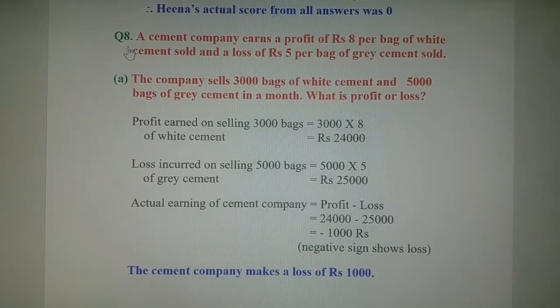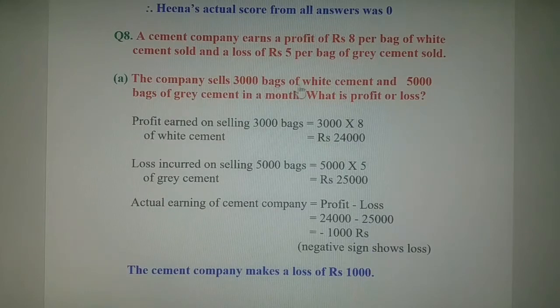Question number 8. A cement company earns a profit of rupees 8 per bag of white cement sold and a loss of rupees 5 per bag of grey cement sold. If the company is selling 1 bag of white cement, they are getting 8 rupees profit. And if they are selling 1 bag of grey cement, they are making a loss of 5 rupees. So we have to calculate according to this given question. That is question number 8A.